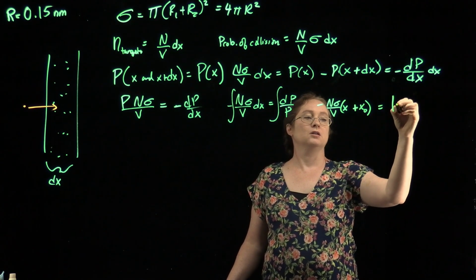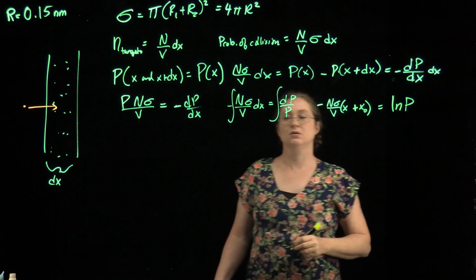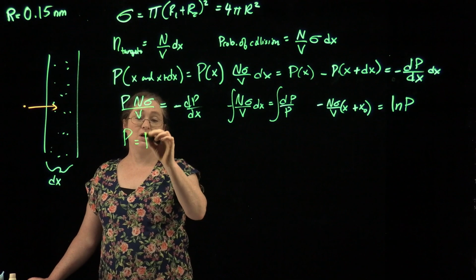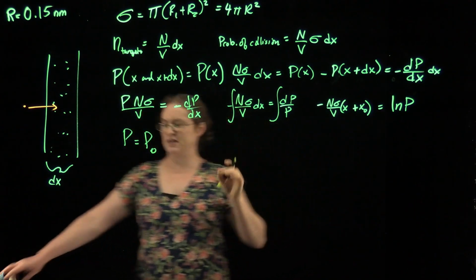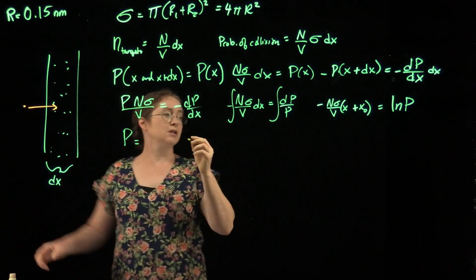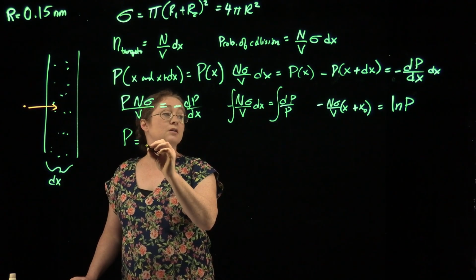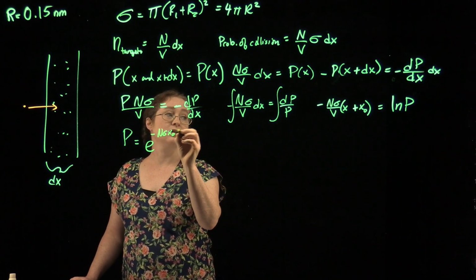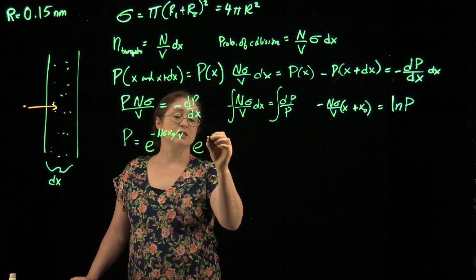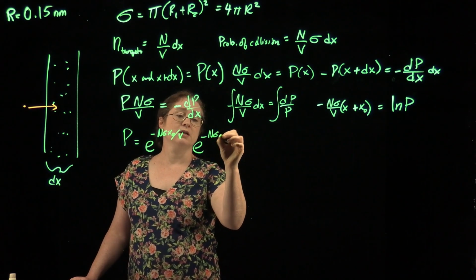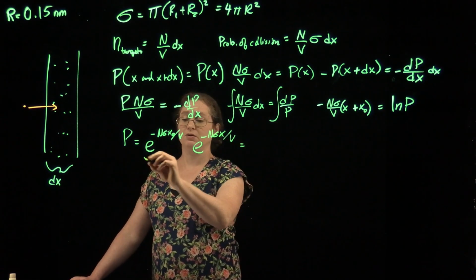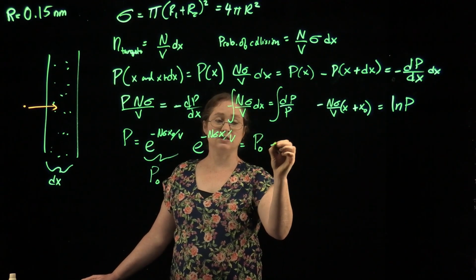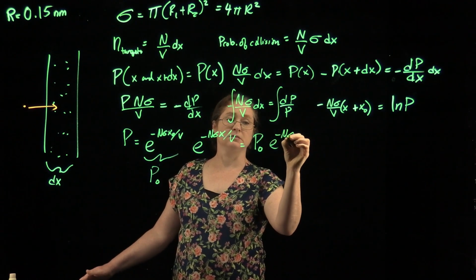Equals the natural log of P, or P equals, let me write this in two steps. P is e to the negative n sigma x naught over v times e to the negative n sigma x over v, but I'm going to redefine this and call it P naught. It's just a normalization constant.